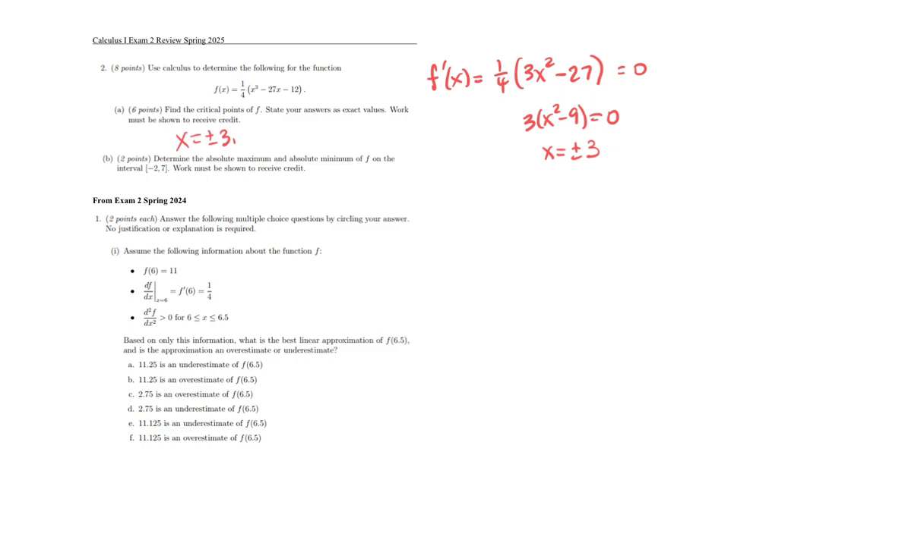And then it says determine the absolute max and minimum. So what I need to do is plug in my endpoints and my critical points. Now, one thing you might notice here is that the critical point -3 is outside of that interval, so I'm going to throw that one out. So I'll look at f of -2, f of 3, and f of 7. All I need to do is find the y values from my original function that go with those values.